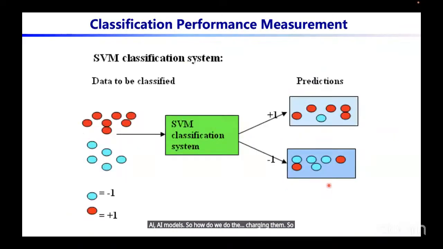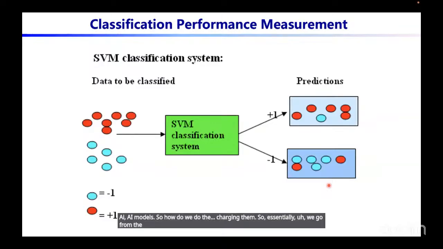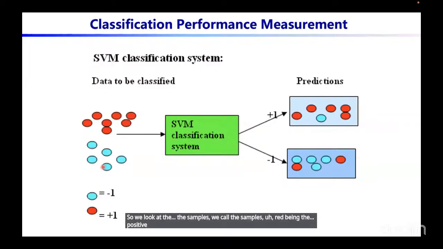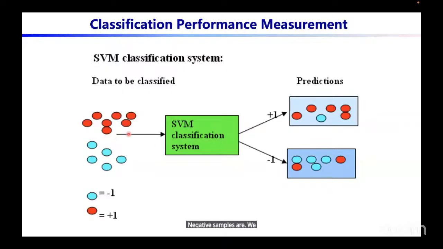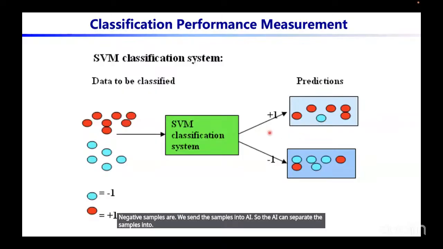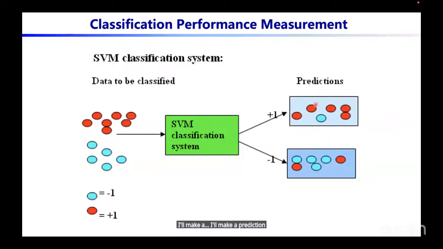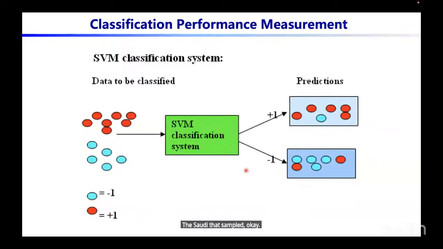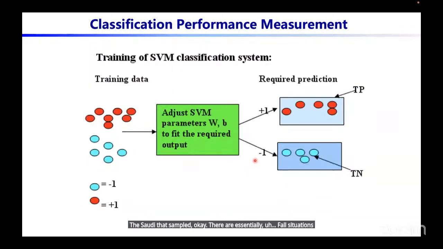Essentially, we go from the fundamentals. We look at the samples. We color the samples, red being the positive samples and blue being the negative samples. We send the samples into an AI, so the AI can separate the samples or make a prediction regarding the label, the color, of the samples. There are essentially four situations.